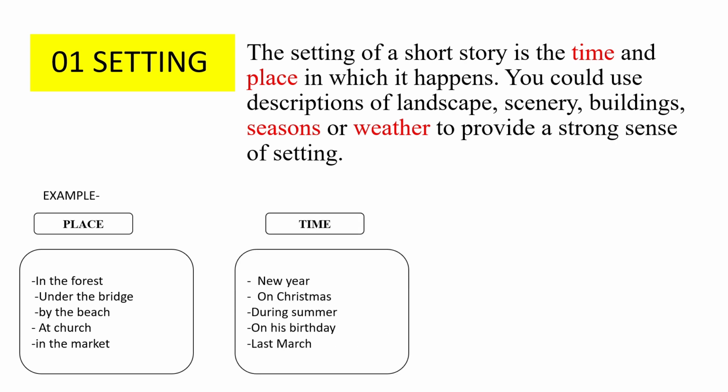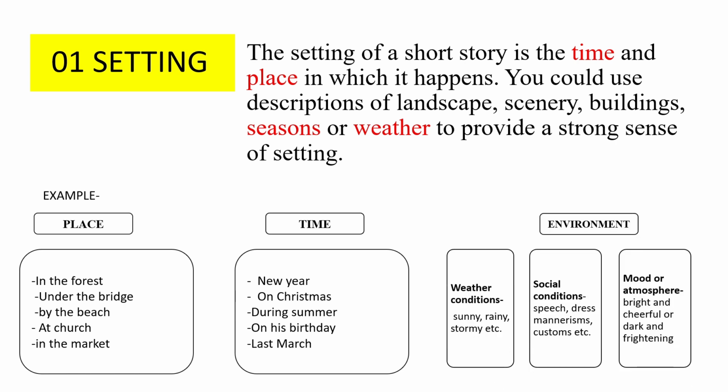Next is time. So time, it may be New Year, on Christmas, during summer, on his birthday, last March. And next is environment. Under this, weather conditions, sunny, rainy, stormy, etc. Social conditions, speech, dress, mannerism, customs, mood or atmosphere, bright and cheerful and dark and frightening.